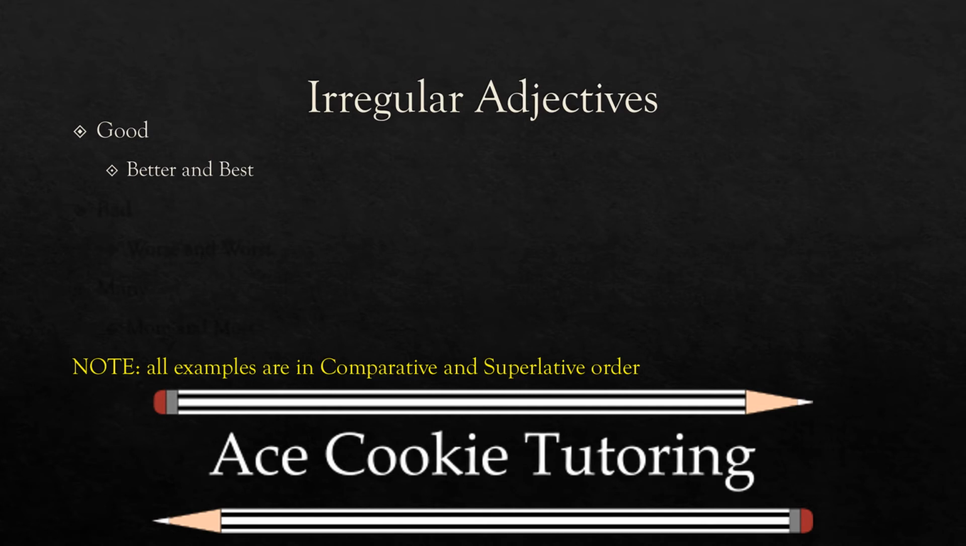So if I want to compare the word good, I have to say better. And if I want to contrast or use the superlative form, I have to say best. So I've got two more examples of irregulars for you.